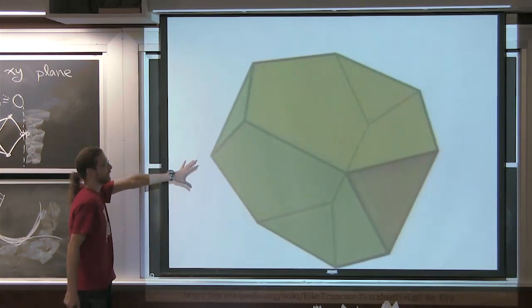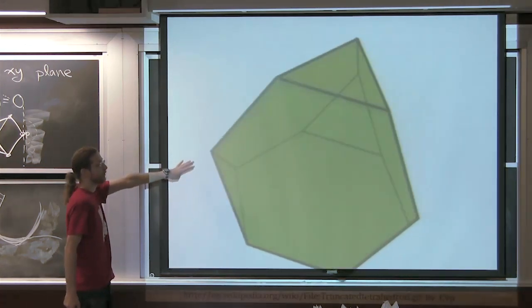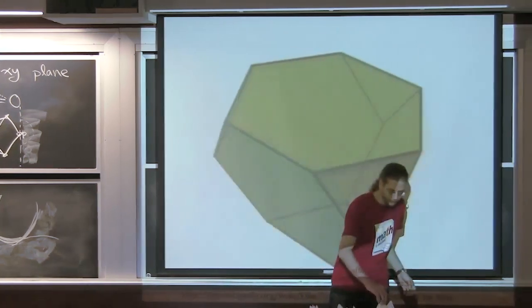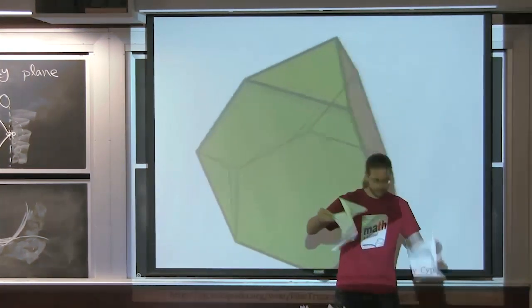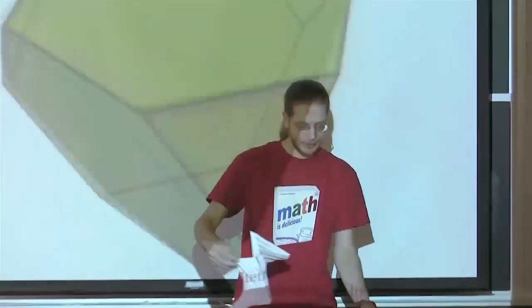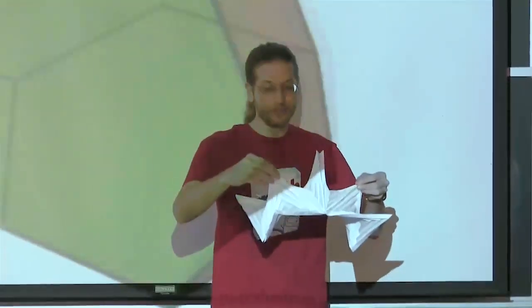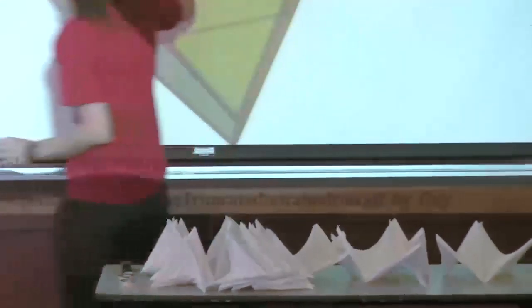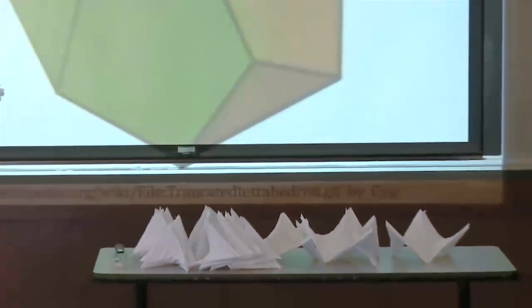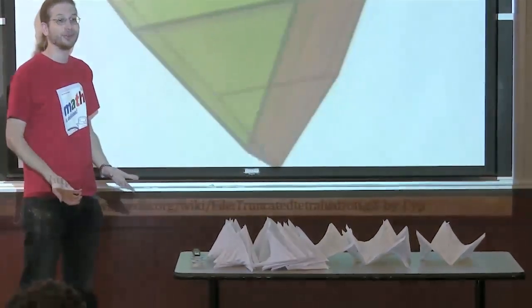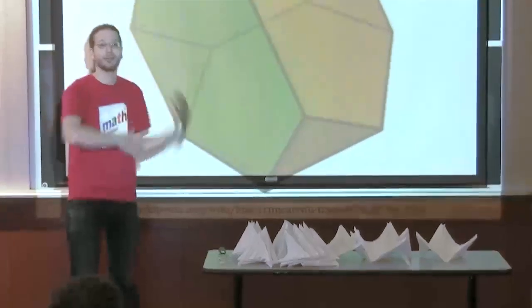This is the truncated tetrahedron. It's got four triangles, four hexagons. So we've already made, last time we made the four triangles. These are the three hats. And they can be joined together to form a tetrahedron by themselves. We've got enough hypars to make the four hexagons. And then we just need to tape them together and we will get the truncated tetrahedron. Who would like to help? Come on up.